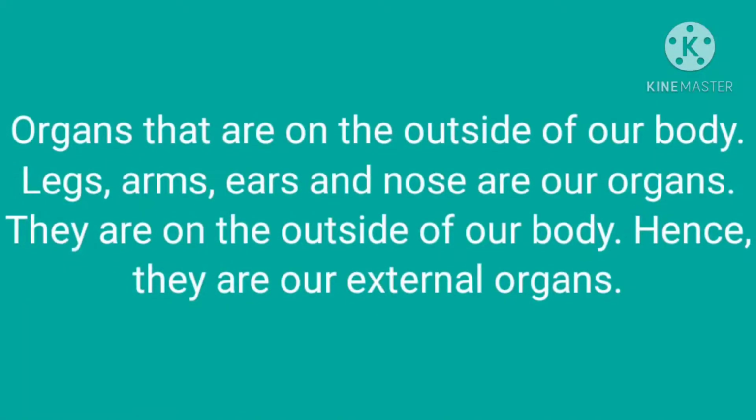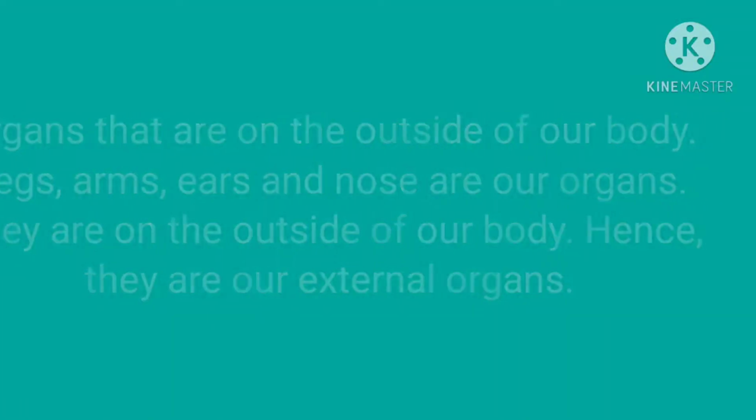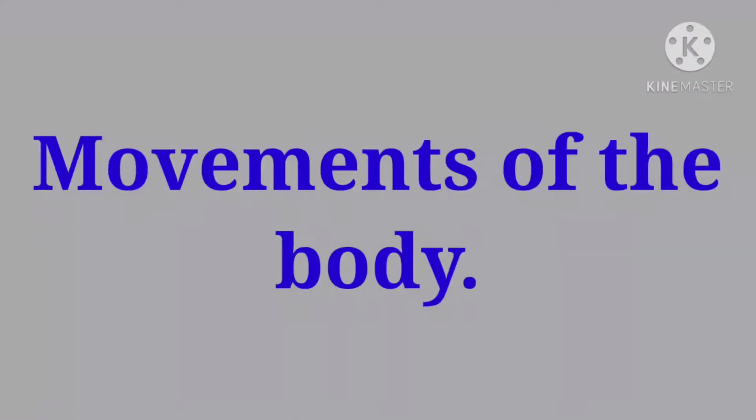Organs that are on the outside of our body. Legs, arms, ears and nose are our organs. Understood? They are on the outside of our body which we can see children. Hence, they are our external organs. Understood? Now, let us learn movements of the body.